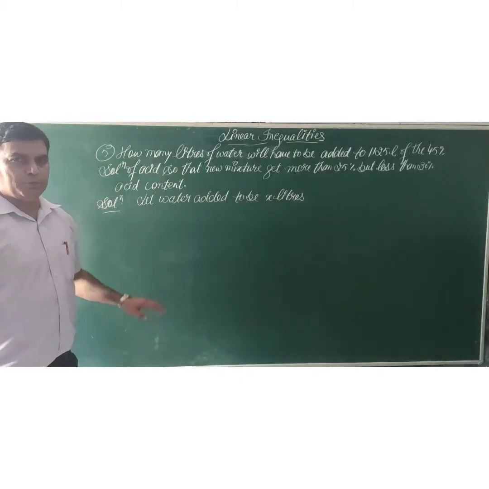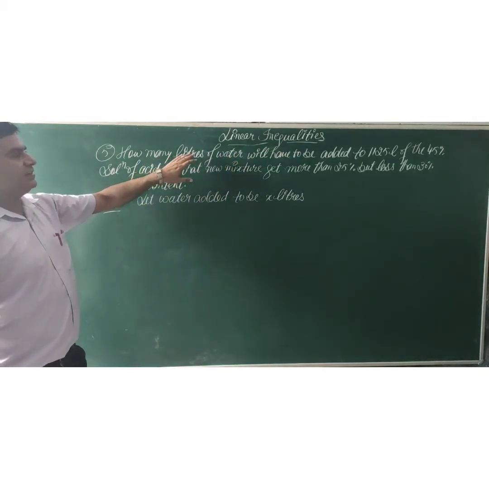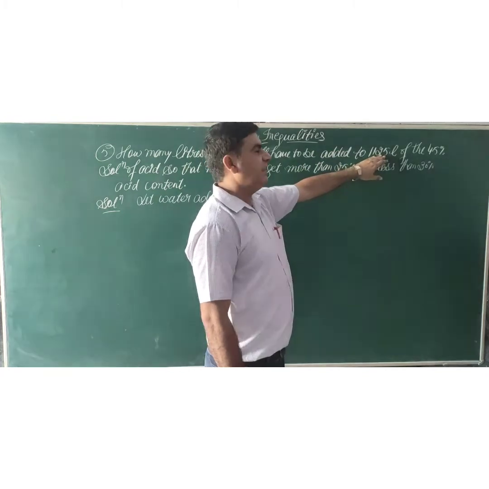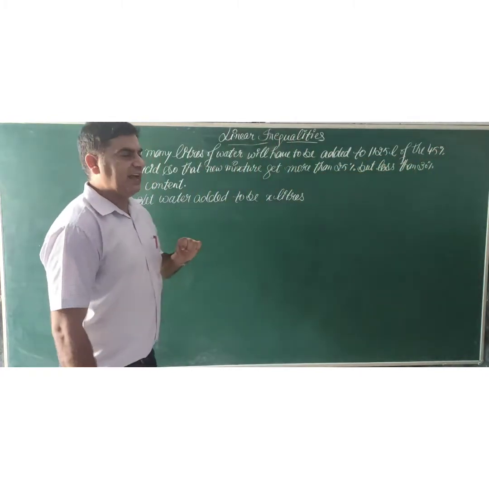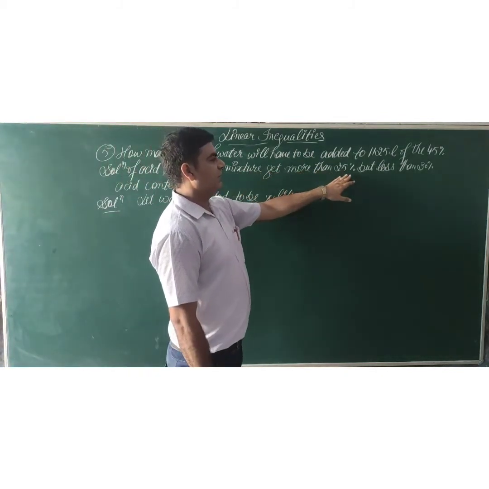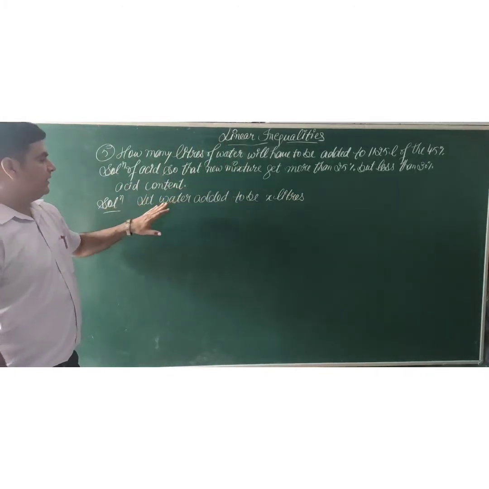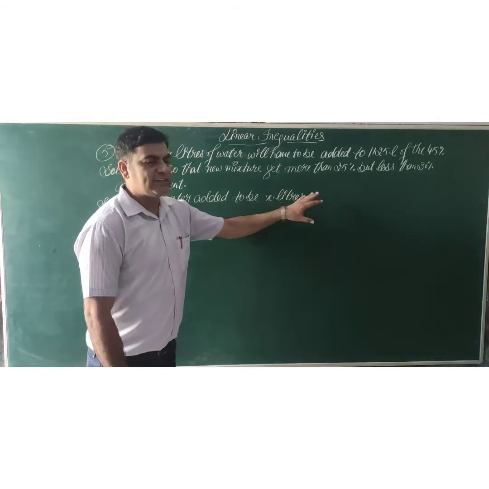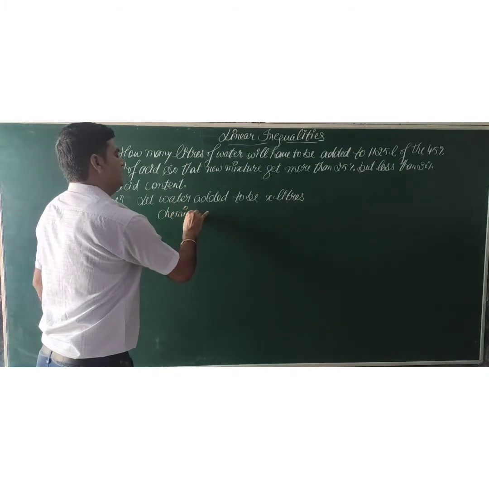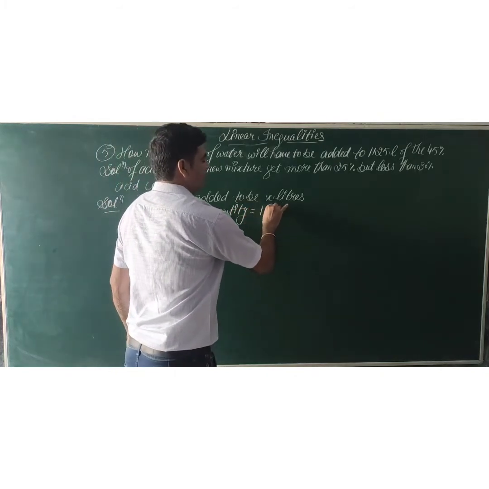Now we are going to discuss an important question of linear inequalities. How many liters of water will have to be added to a chemical of 1125 liters having 45% acid in it, so that the new mixture has more than 25% but less than 30% acid content? Let the water added to the mixture be x liters. The chemical quantity we have is 1125 liters.